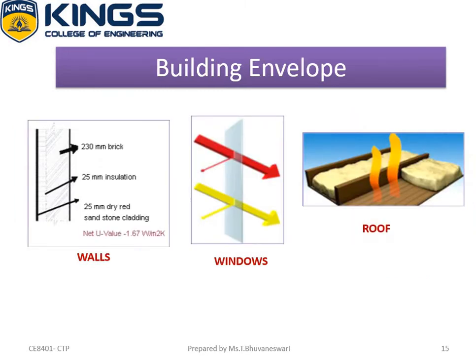So the next one is wall: 230 mm brick, 25 mm insulation, 25 mm dry red stone cladding. Insulation helps retain cool in summer and heat in winter and acts as a soundproof. This can create a major impact on the indoor thermal comfort of the building.